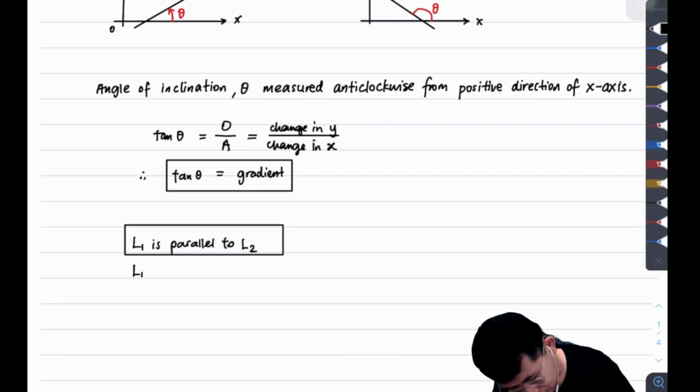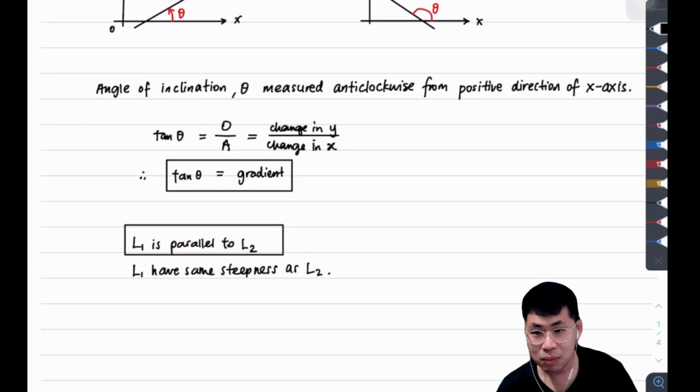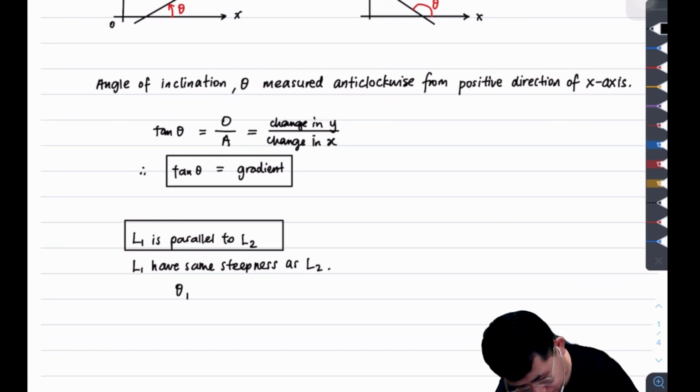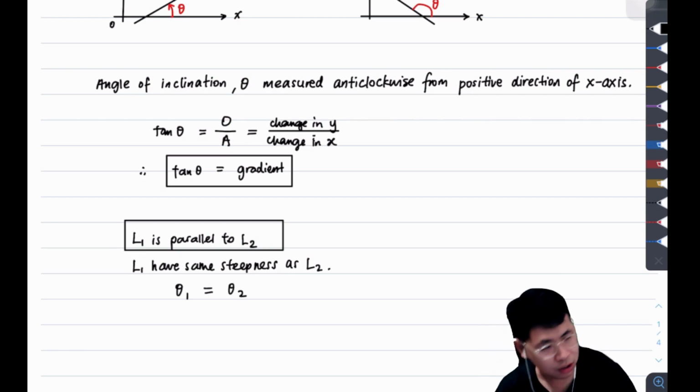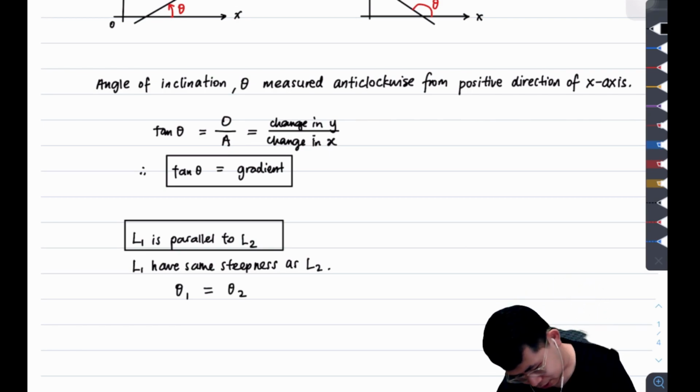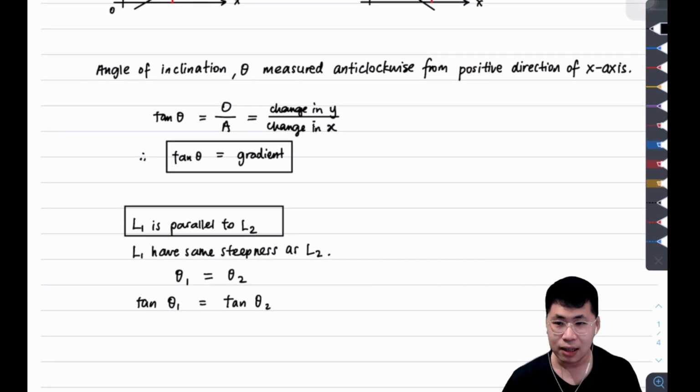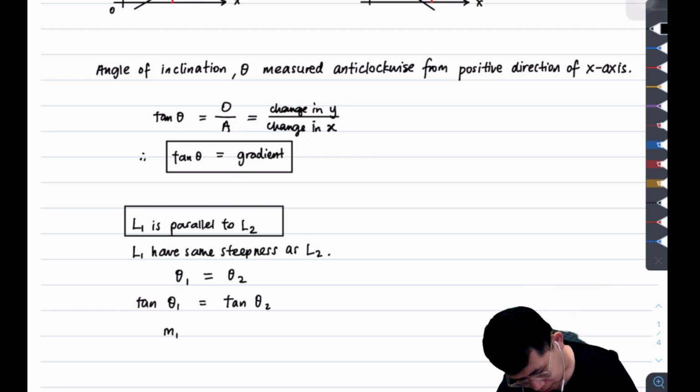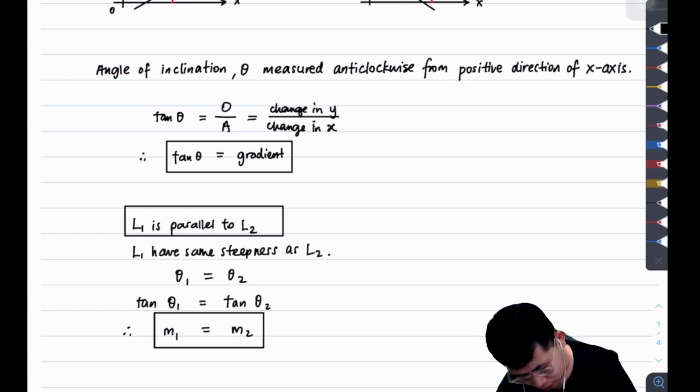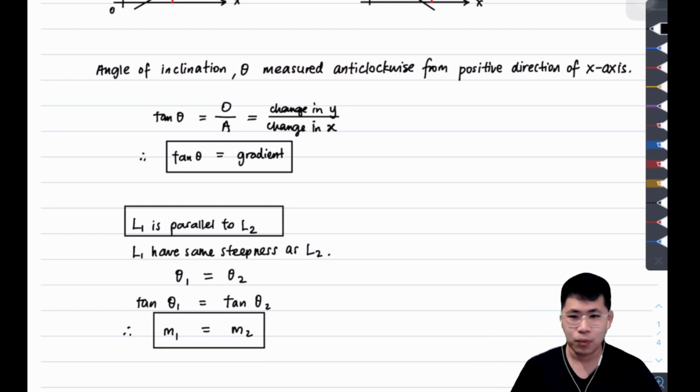So L1 parallel to L2, what does it mean? They have the same steepness as line L2. What does this mean? Because they have the same steepness, the angle of inclination of 1 is equal to the angle of inclination of 2. And because they are acute angles, the tangent of angle 1 is equal to the tangent of angle 2. So what does the tangent represent again? The gradient. So gradient 1 will be equal to gradient 2. So the result is, because L1 is parallel to L2, gradient 1 is equal to gradient 2.